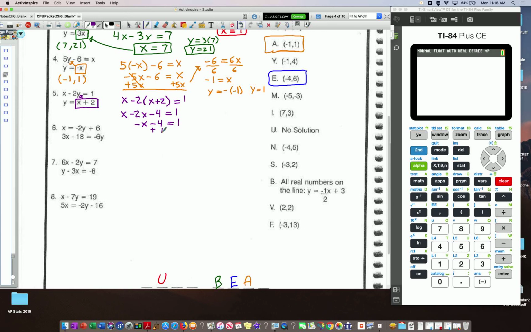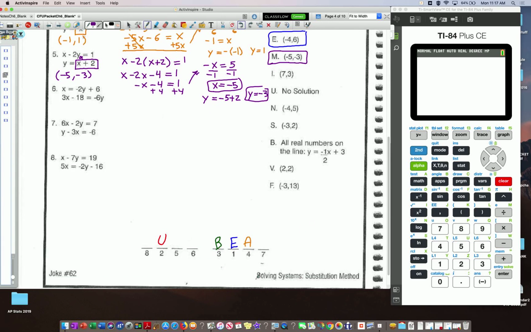I'm going to add 4. So negative x equals 5. Divide by negative 1. X equals negative 5. So now I'm going to plug that back in here. So y equals negative 5 plus 2. Y equals negative 3. So I'm looking for the ordered pair, negative 5, negative 3. Right there. So for number 5, we are at M.